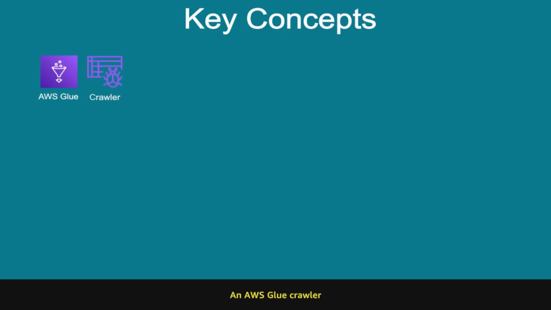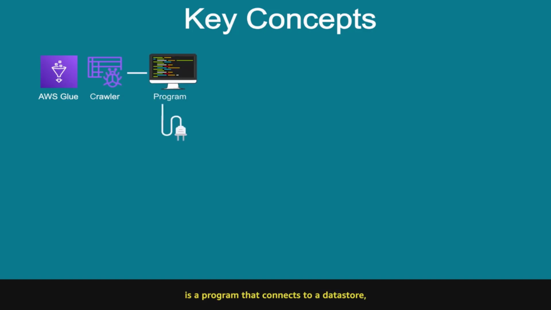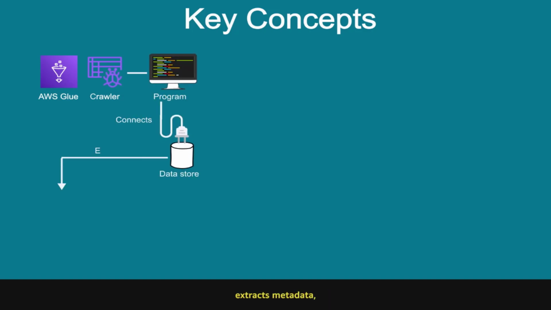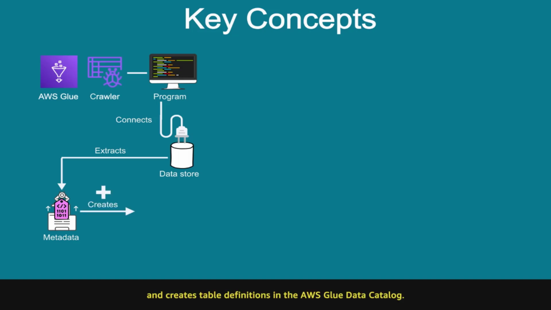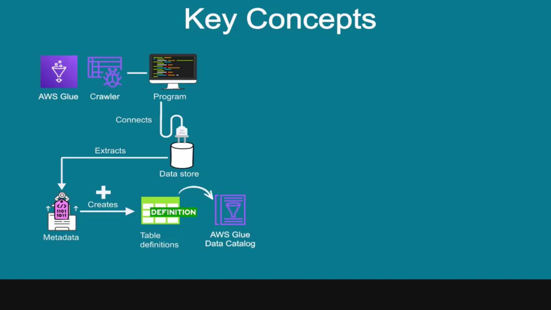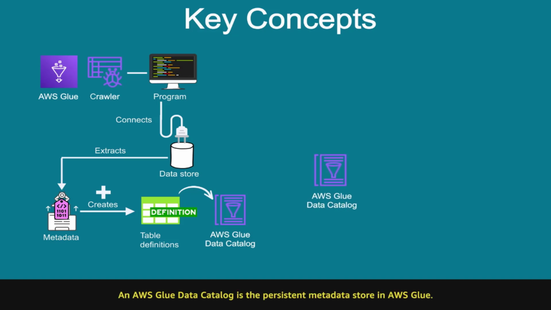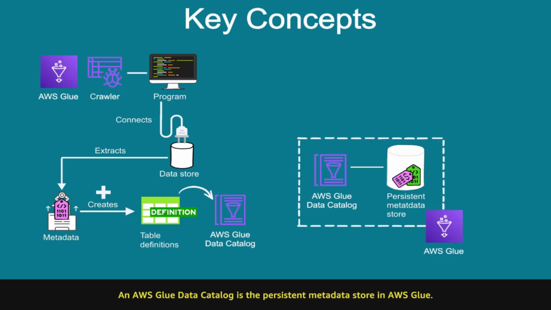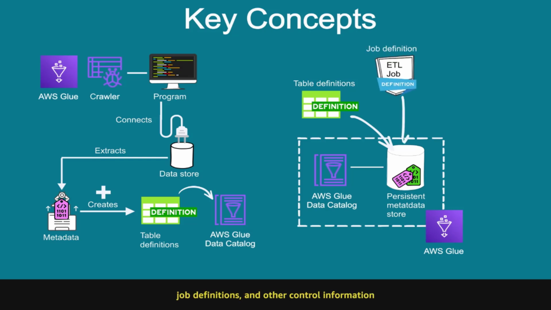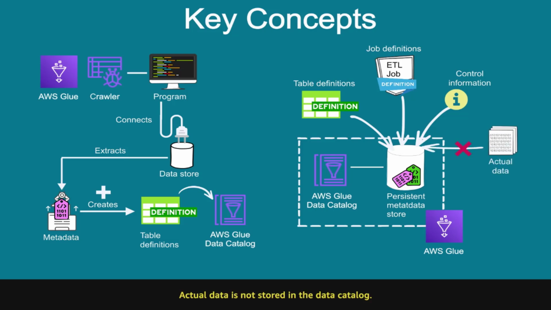An AWS Glue Crawler is a program that connects to a data store, extracts metadata, and creates table definitions in the AWS Glue Data Catalog. An AWS Glue Data Catalog is the persistent metadata store in AWS Glue. It contains table definitions, job definitions, and other control information to manage your AWS Glue environment. Actual data is not stored in the data catalog.